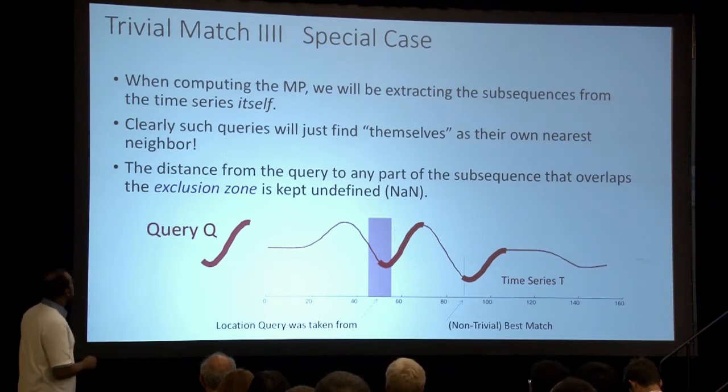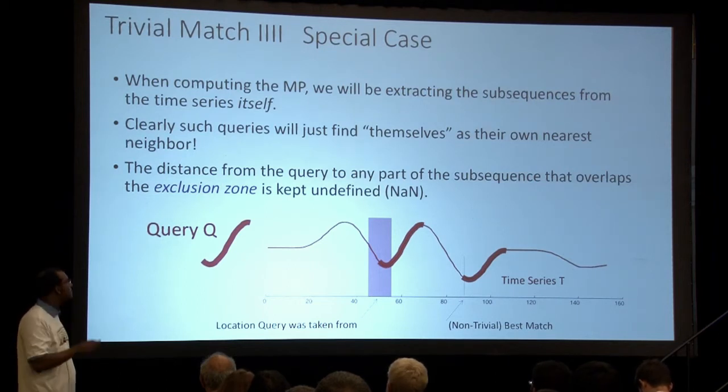How do we define it? Basically, we set the distance values in the distance profile to not a number, so it does not hamper our minimum or maximum functions.